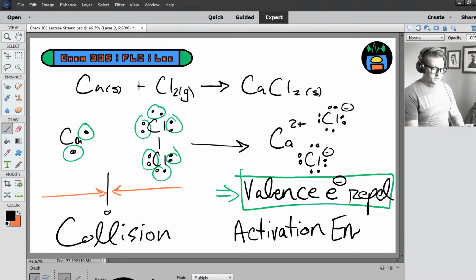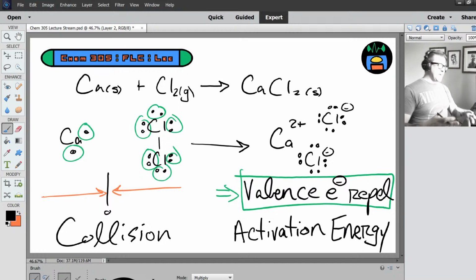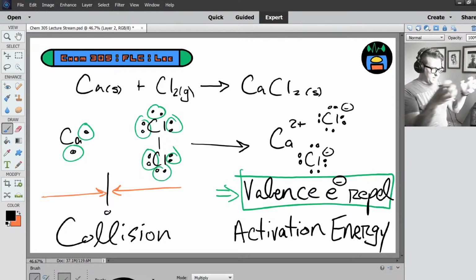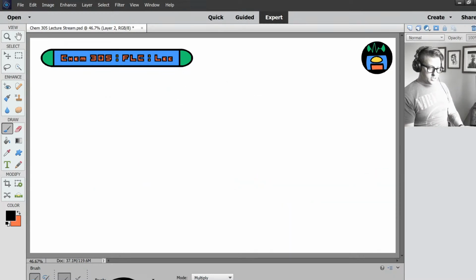All right. Every reaction has an activation energy because every reactant has electrons. And so in order for those two to react, they've got to get close enough and overcome that repulsion, that activation energy, in order for a reaction to occur.